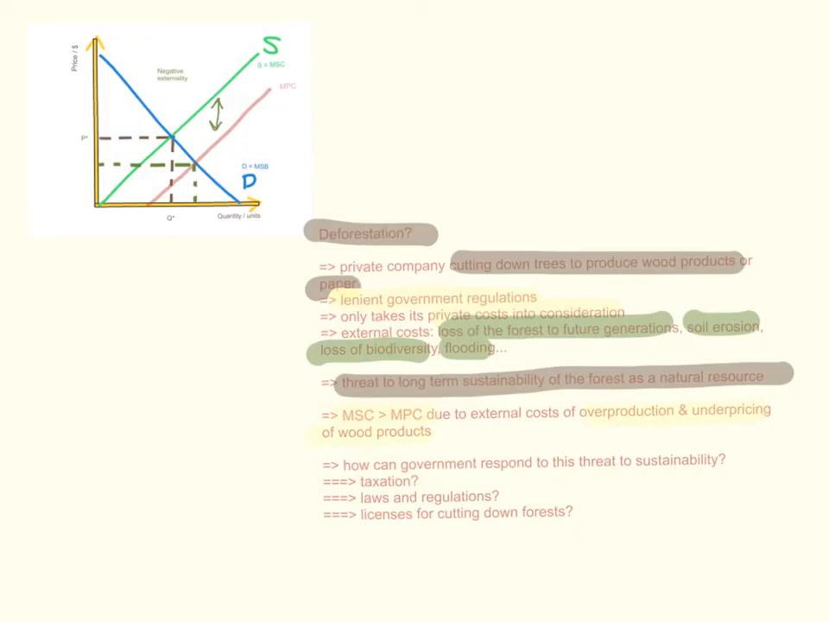So how can the government respond to this threat to sustainability? Well, again, taxation is one way, taxing this private company that's cutting down the trees, passing laws and regulations that require the companies that cut down trees to plant trees to replace the ones that they're cutting down, or maybe even issue a law or a regulation that in order to cut down forests, you need to apply for a license. These are ways that the government can respond to this threat to sustainability.